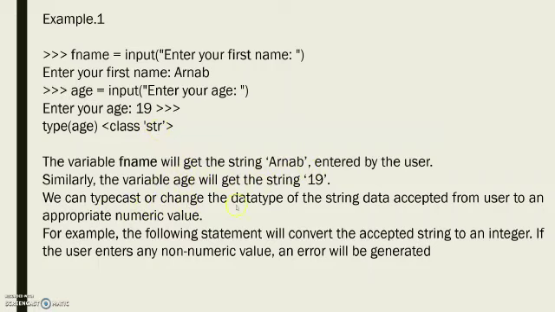We can typecast, or change the data type of, the string data accepted from the user to an appropriate numeric value. When this program is executed, the value of age will be used as 19. But when the input function is executed, it converts it and uses it as a string value.